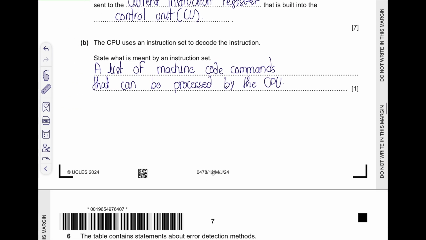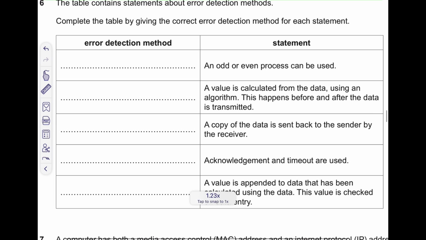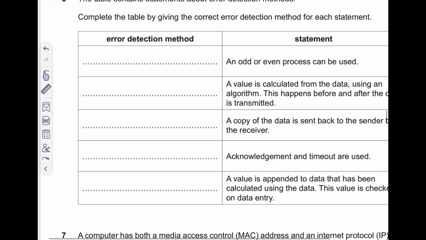Now let's move on to the next question. This question says that there are some statements given about error detection methods. You have to complete the table by giving the correct name. And this is 5 marks, so use it very carefully here.